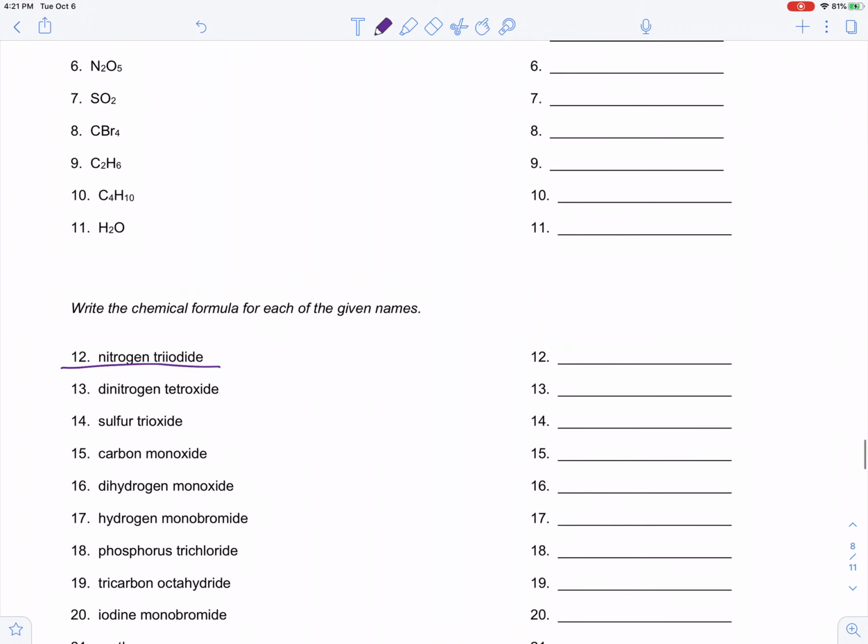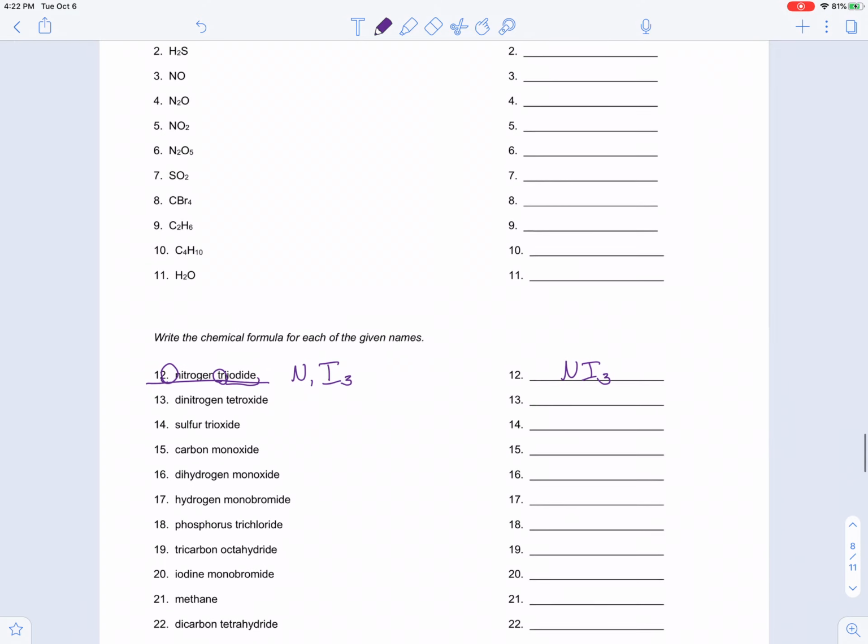If I'm going in the other direction, remember you're going to write your symbol. So I have nitrogen and I have iodine. And in this case, again, no prefix here means that there's just 1. And tri means that I've got 3. So this is going to be NI3. You are going to practice the rest of this worksheet on your own, and then we'll go over it next class.